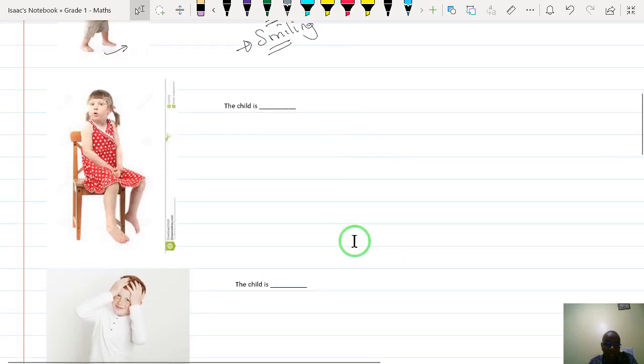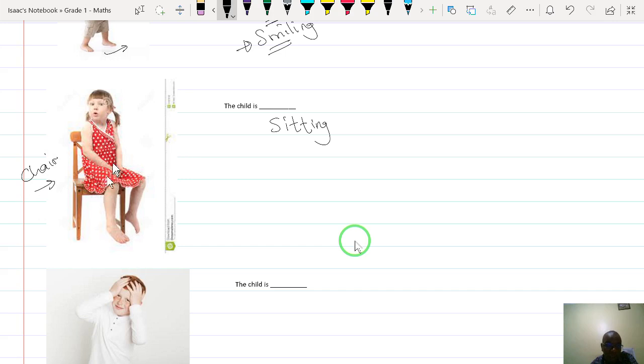Let's look at this other child, this other girl. What is this girl doing? The first thing that we can see with this girl, the girl is sitting. What else can we say about this girl is that the girl is seated on a chair, of course. This is a chair.